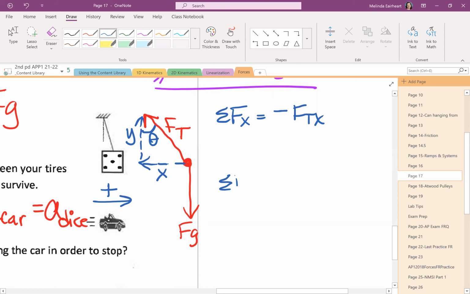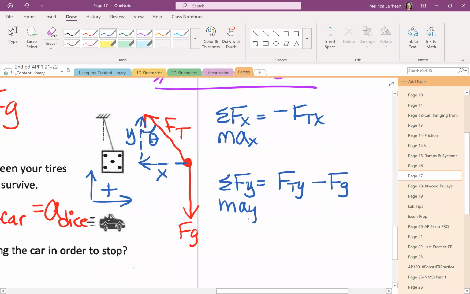What about FNet Y? And I'm going to leave a little space. We've got two vertical forces acting on our object. And I haven't really defined the positive direction. We'll go with standard. There's not any movement at all vertically. Okay, and so it's not going to matter. But FTY can be positive, then minus FG. Well, in both cases, FNet equals MA. So MAX, MAY. Which one zeroes out?